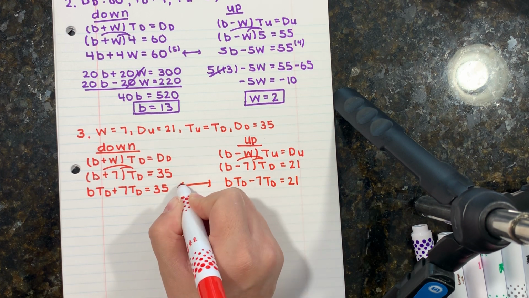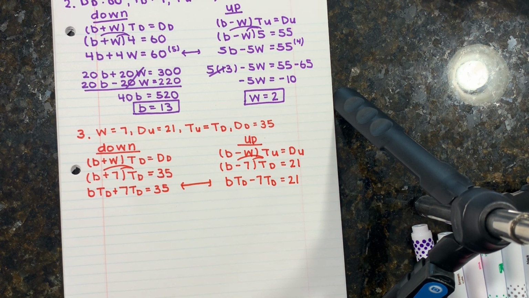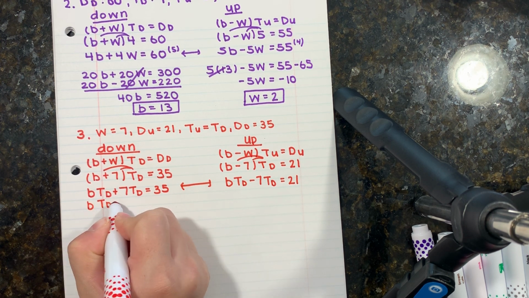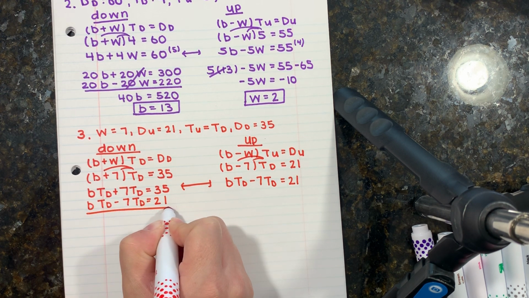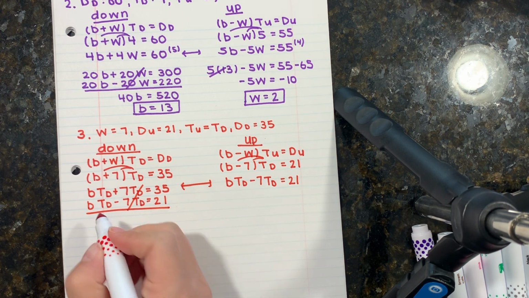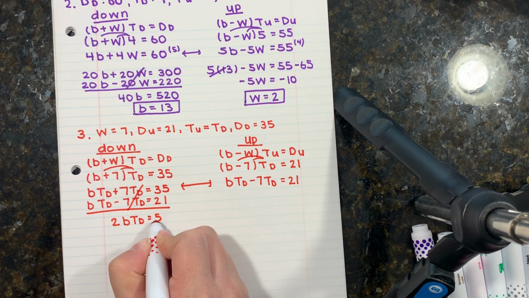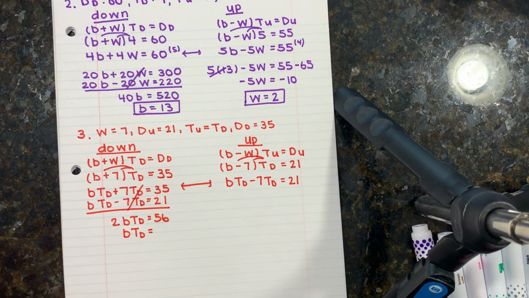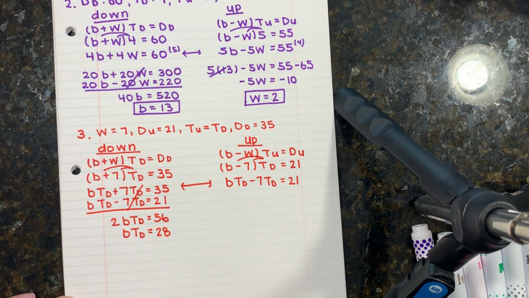So now I'm going to look at my two equations. I have a positive 7TD and a negative 7TD. I'm actually going to add those together so I can eliminate the TD. So BTD minus 7TD equals 21. Now you'll see that the TDs cancel and you're left with 2 BTD is equal to 56. So therefore BTD is equal to 28. That's not what we want to solve for. We actually want to solve for what B is equal to.